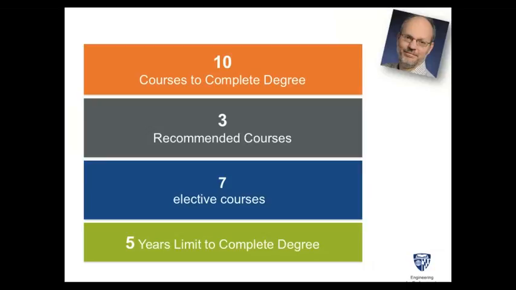So our degree, the Hopkins Engineering for Professionals degree, is a course-based program. We require 10 courses to complete the degree. We have 3 courses that we recommend all students take. In the past they were required, but we found that would give some inflexibility to the students, so we're making them recommended and not required. And then you have the opportunity for 7 elective courses.